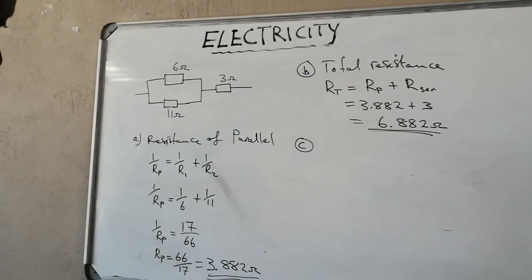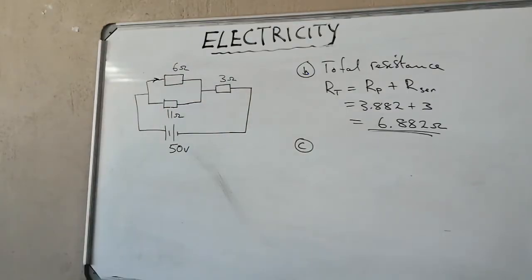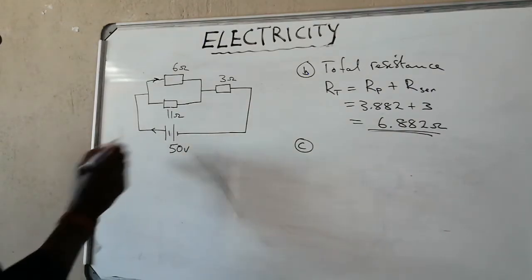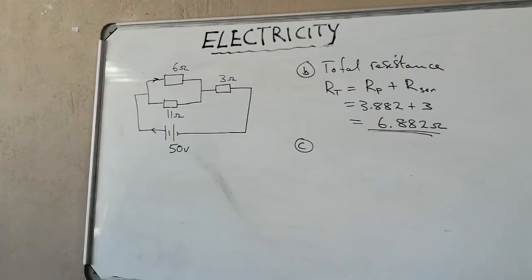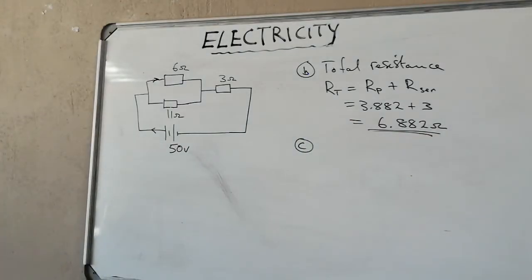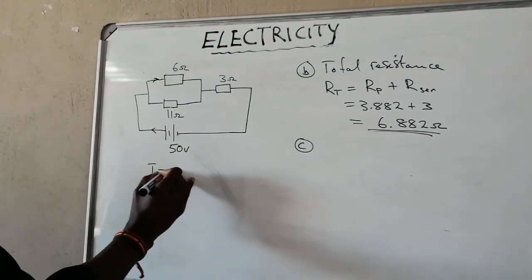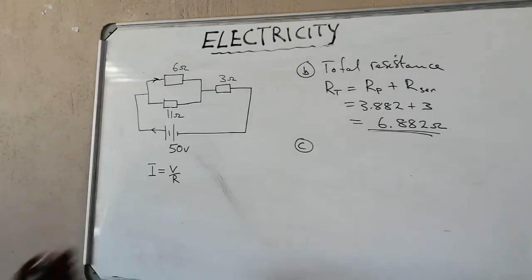Our next question says calculate the current through the 6 ohm resistor when the circuit is connected to a 50 volts supply. The last question is asking for the current passing through the 6 ohm resistor. How much current will go there? So the first thing, we have to know how much current will leave this battery. The current that leaves the battery, we can calculate it using the total resistance. So current that leaves the battery is the voltage divided by the resistance.